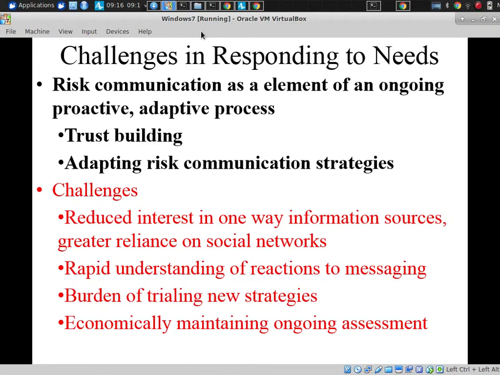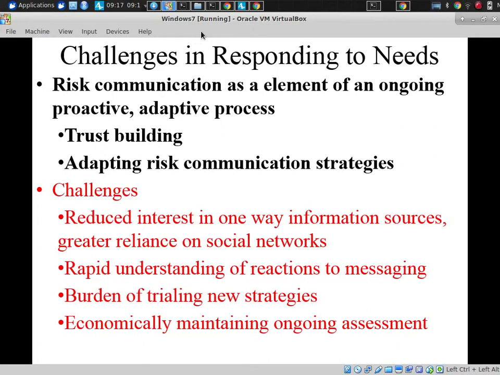A second issue lies in understanding on a rapid basis reactions to our messaging, being able to have our ear to the ground, to hear what's going on as soon as possible following initial forays into the messaging space, so that we can shape our subsequent messaging accordingly, and to trial new strategies in a way that allows us to get the biggest bang for the buck.